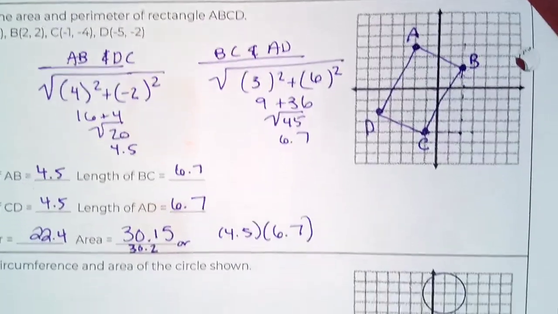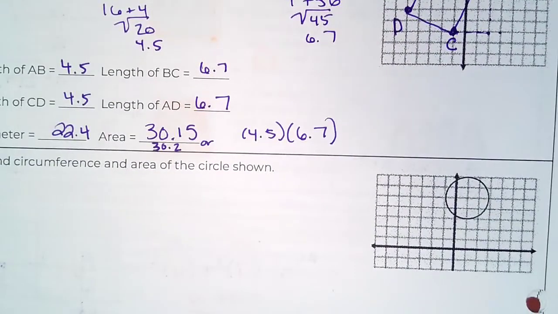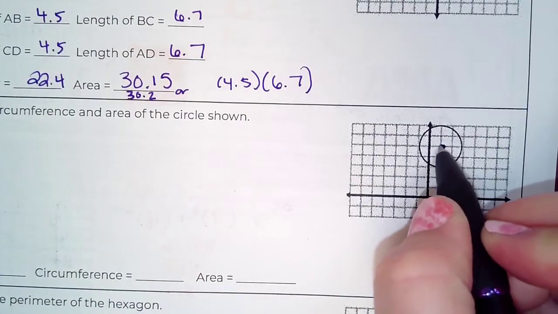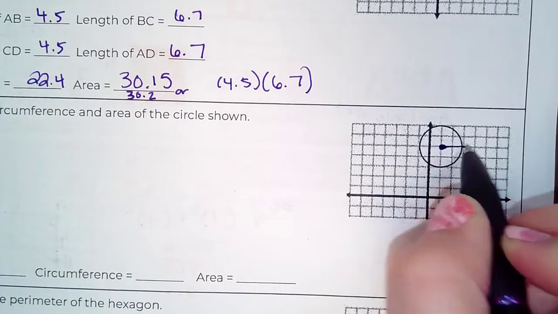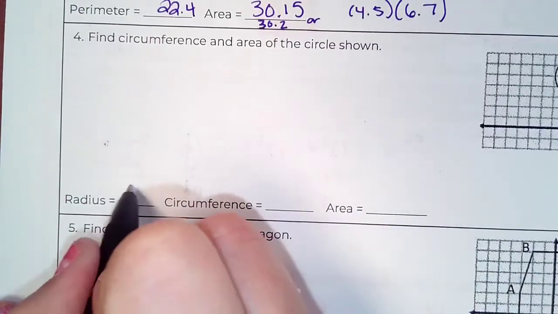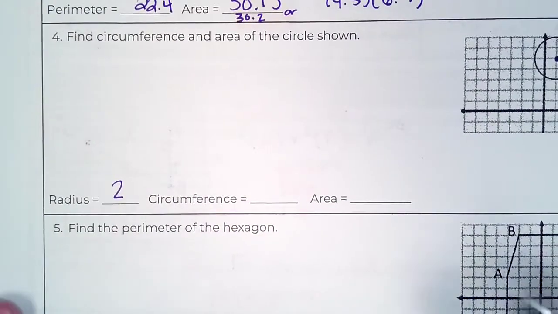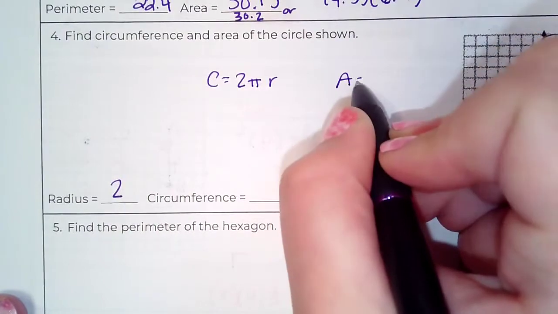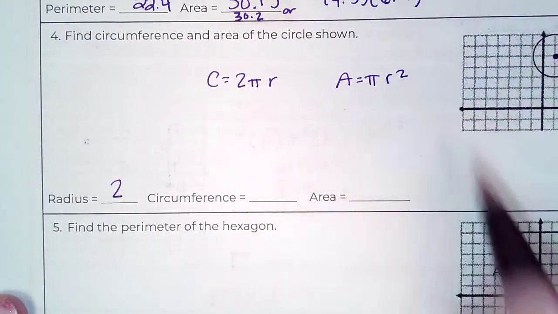Next one we have is a circle. Find the area and circumference of the circle shown. What's our radius? So we put a point in the middle here. Our radius is 2 out to each direction. So radius is 2. Remember, circumference is 2 pi r. Area is pi r squared.